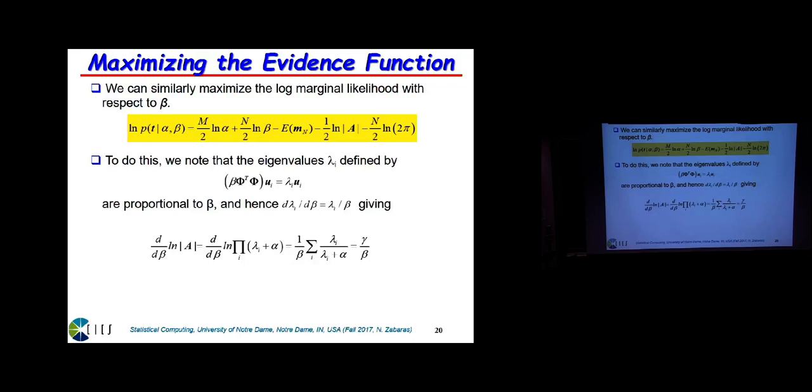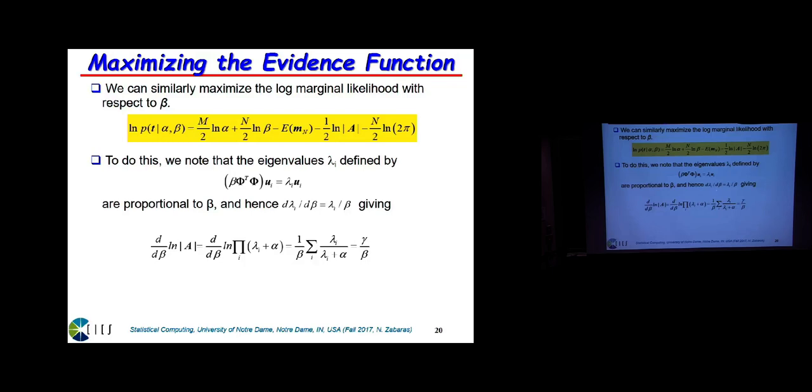Here you need one observation and one common sense sort of conclusion. If you look at what lambda i is, lambda i are the eigenvalues of beta phi transpose phi, right? This is my input design matrix. So you can see that if you double beta, the eigenvalues double. So d lambda over d beta is actually lambda over beta. That's the only thing you need, okay?